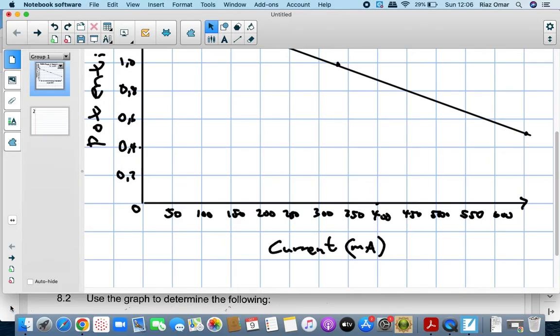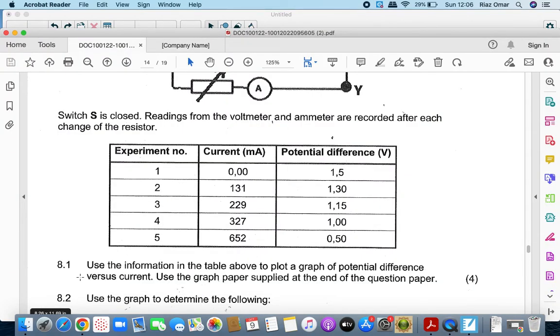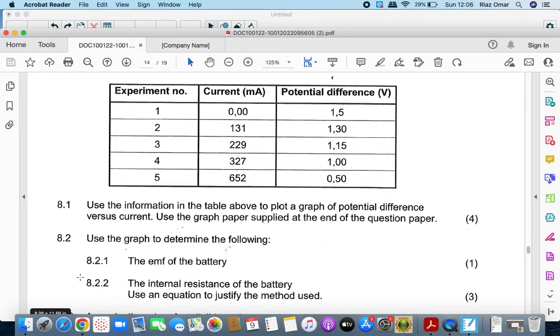Let's look at the next question, 8.2. Use a graph to determine the EMF of the battery. The EMF of the battery is where the current is zero. So if you look here, when the current is zero, the voltage is 1,5. No current is flowing. So the EMF of the battery is 1,5 volts.